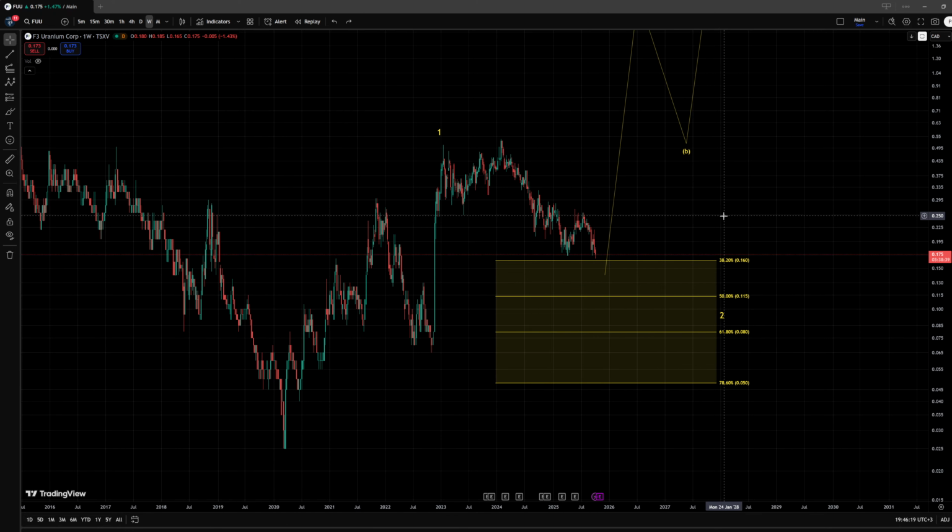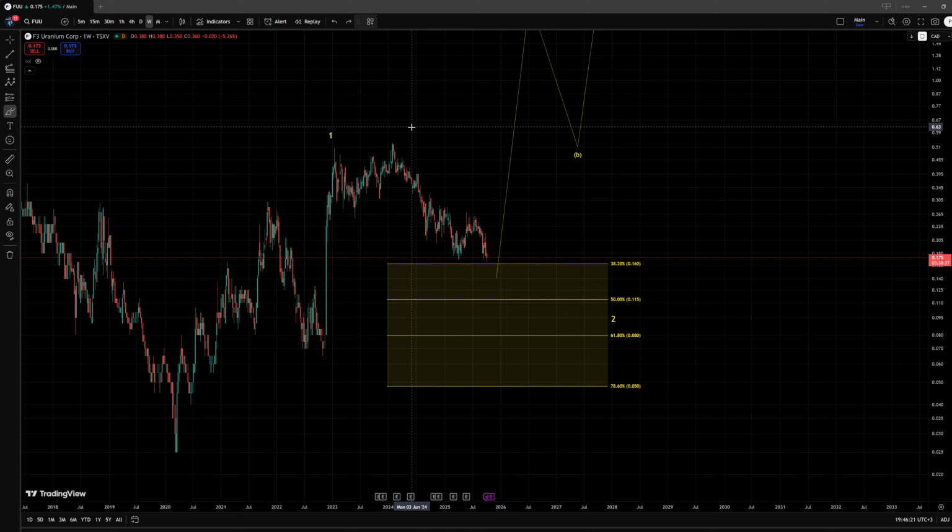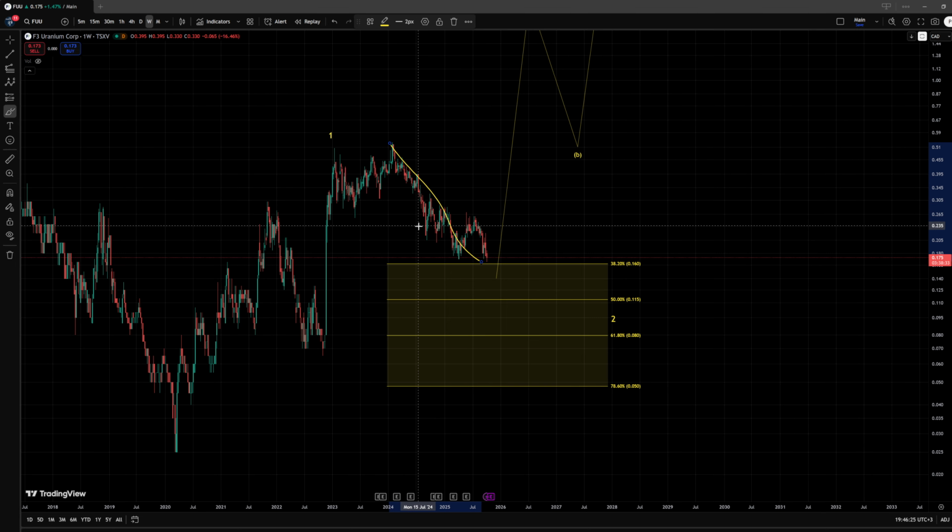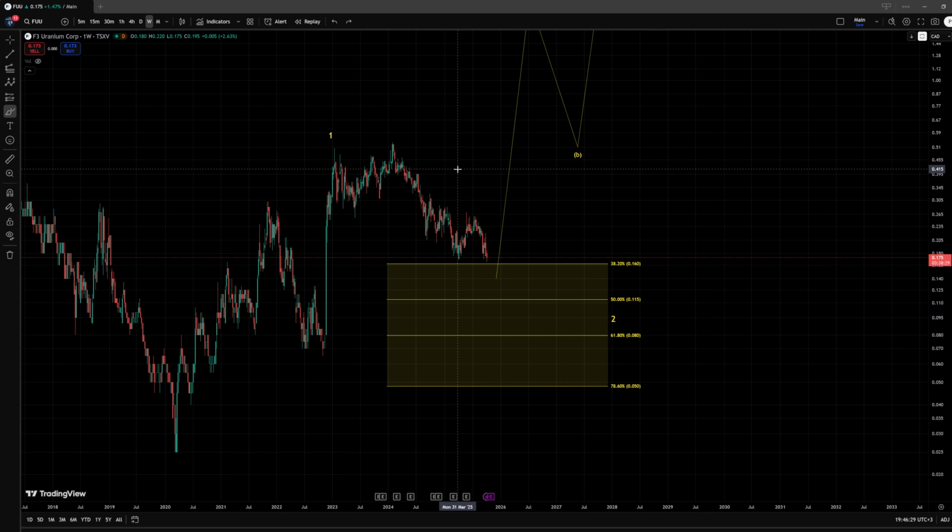So for now, I don't think we should look too much into the short time frame in this area. Very difficult to interpret. And these are the levels. This is the trade setup.